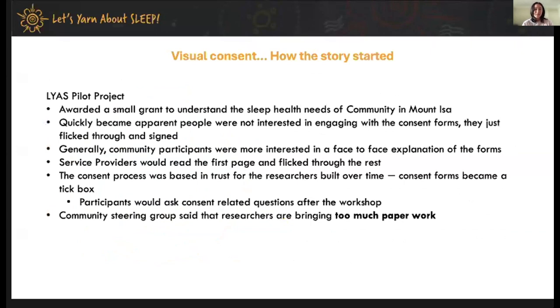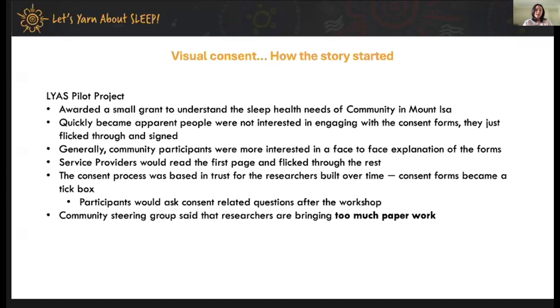So a little bit about visual consent and how the story started with our group. The Let's Yarn About Sleep project was a really, really tiny project that was awarded a small grant to understand the sleep health needs of the community in Mount Isa. It quickly became apparent that people were not interested at all in engaging with consent forms. They essentially flicked through and signed. It was generally through a face-to-face explanation of the forms where they got all of the information that they needed. And service providers would sometimes read the first page, but ultimately just flick through the rest as well.